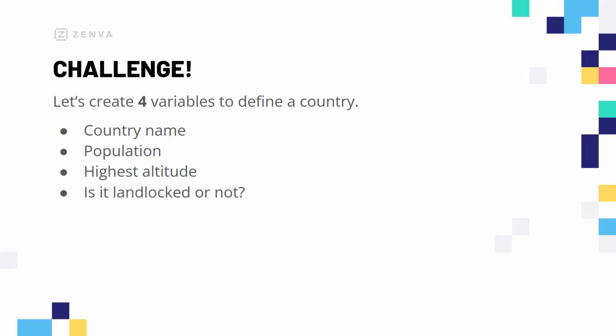Okay, so between now and the next lesson, I want you to go ahead and complete this challenge. I want you to create 4 variables to define a country. I want you to create a variable for the country name, its population, its highest altitude, and whether or not it's landlocked. You can, of course, Google to find these values for a specific country, or you can just make them up. But what I want you to do is have a different data type for each of these. I want you to use an integer, a float, a string, and a bool for each of these 4 variables. So have a go at that, and I'll see how you've done in the next lesson.